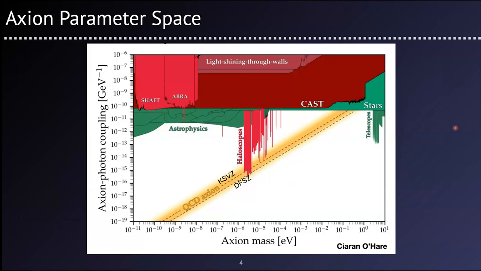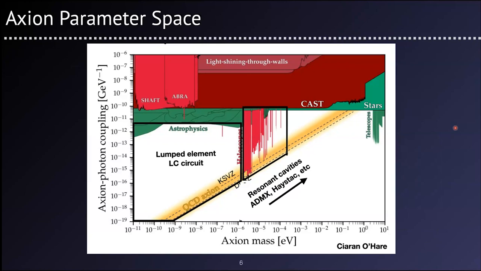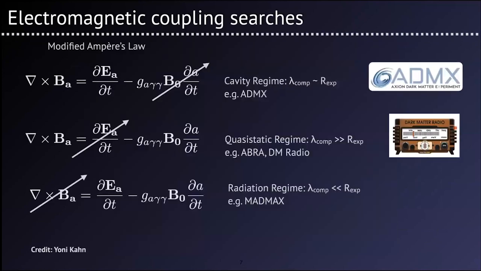Now I'd like to change gears again and discuss the lower end of this parameter space. This is what we call the lumped element regime. Sometimes you also hear quasi-static regime. In this situation, we're talking about LC circuits, not resonant cavities. And in the photon channel, what we're looking at is essentially the modification of Ampere's law. The axions modify Maxwell's equations.